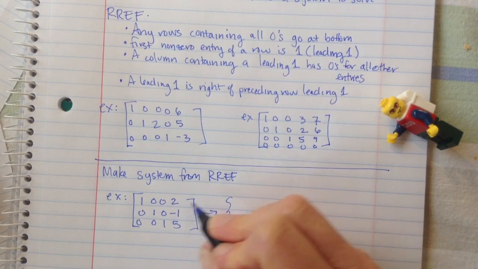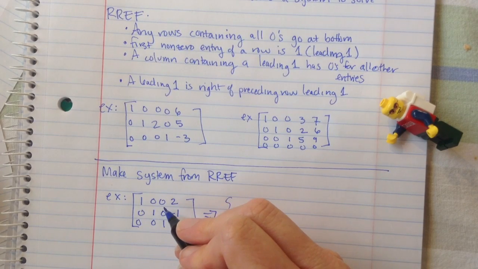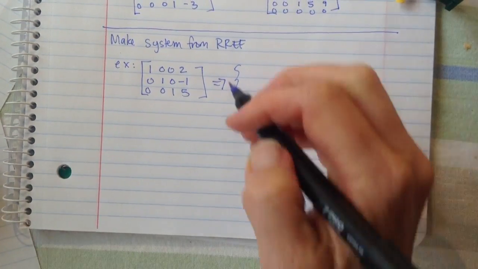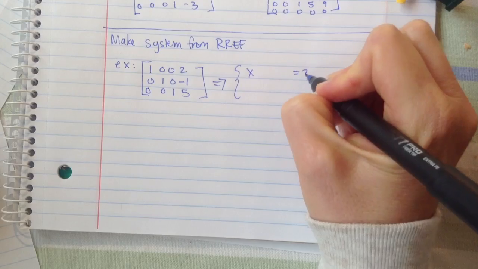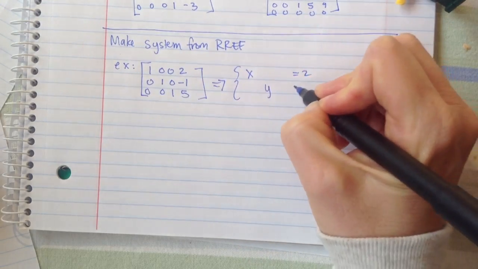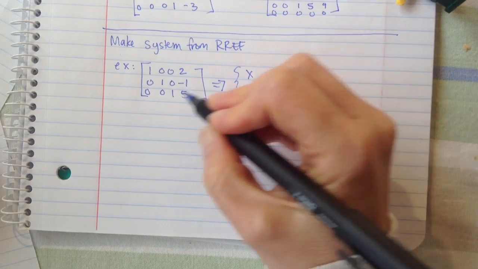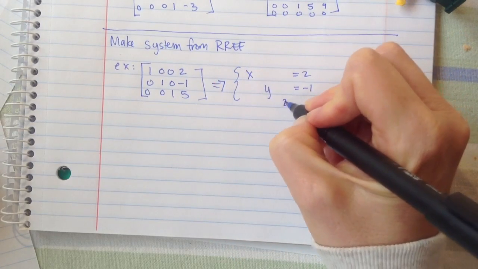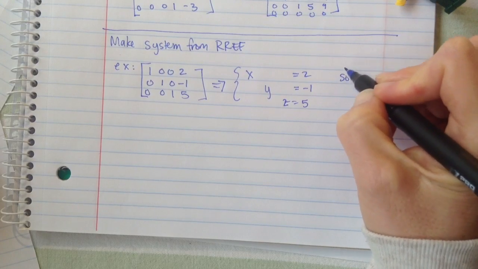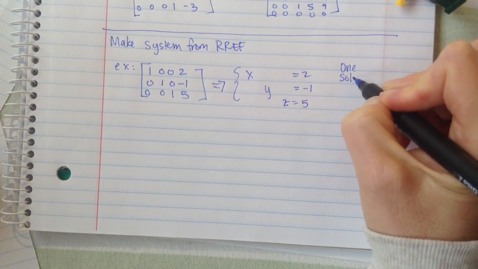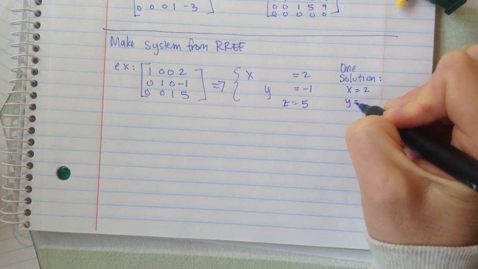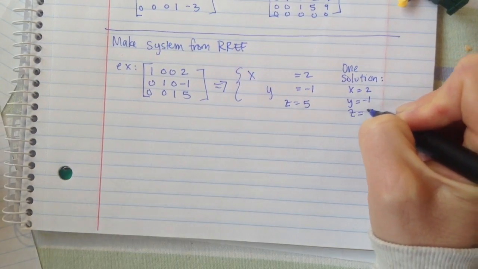So our system would be 1x, 0y, 0z equals 2. That would really just be x equals 2. This one, 0x, 1y, so y equals -1. And then 0x, 0y, 1z equals 5. And that's our solution. We have one solution, and it is that x equals 2, y equals -1, and z equals 5.